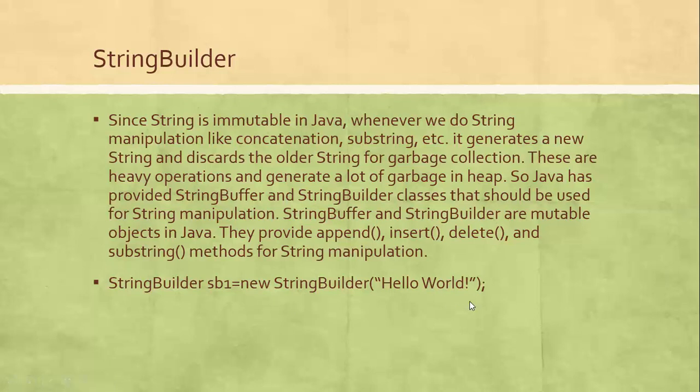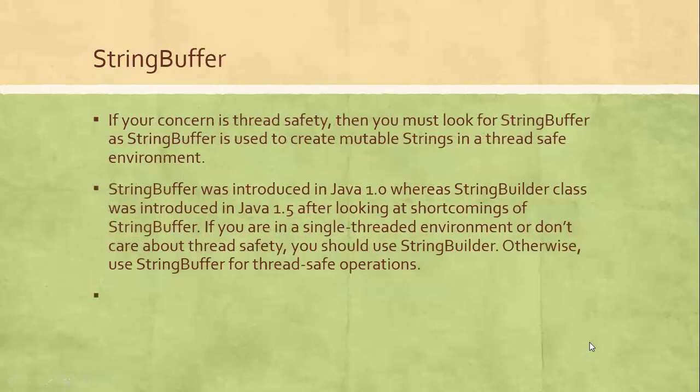So if StringBuilder is already a mutable object, then why do we need StringBuffer? Let's answer this by going through this slide. If your concern is thread safety, then you must look for StringBuffer. A StringBuffer is used to create mutable strings in a thread-safe environment. So that's the major difference. Using String, you can create immutable objects. For mutable ones, you need to depend on either StringBuilder or StringBuffer. If you want to create mutable strings in a thread-safe environment, then you need to depend on StringBuffer, because StringBuilder would not be in a thread-safe environment.